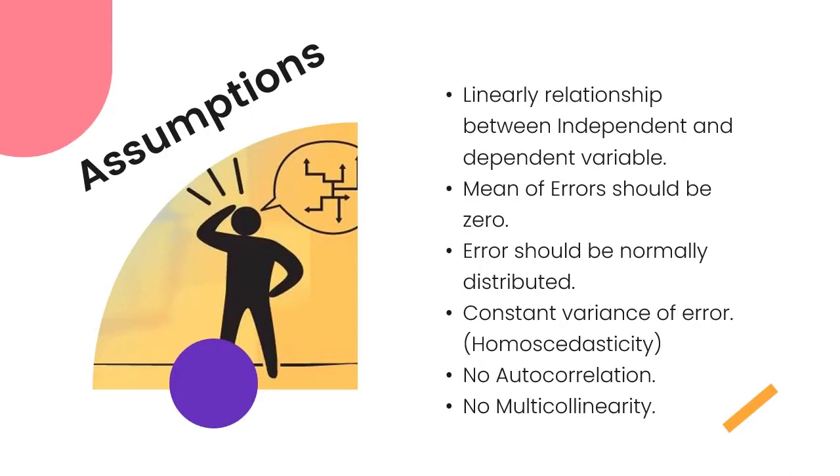Next we have the assumptions. The first assumption is a linear relationship between the independent and dependent variable. The mean of the error should be zero. The errors should be normally distributed with constant variance, and there should be no autocorrelation and no multicollinearity.